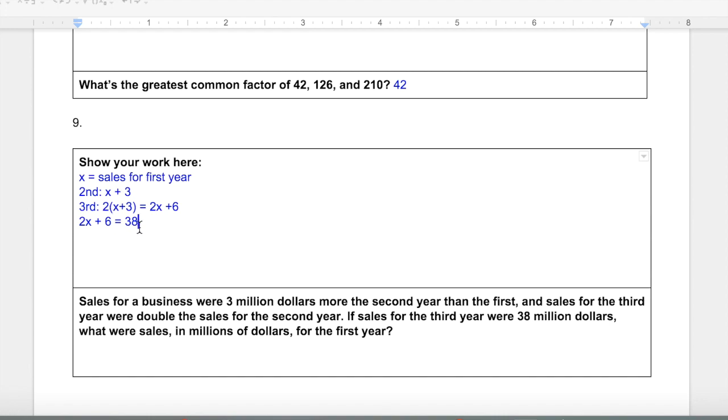Because I'm not writing millions, I'm just looking at the whole number part of this. And then I can subtract 6 from both sides and get 2X equals 32. And then if I divide by 2, then I get X equals 16. And the question is, what were sales in millions of dollars for the first year? So it's going to be $16 million.